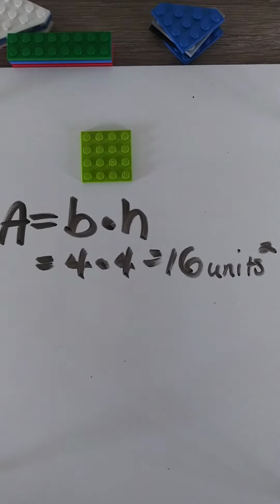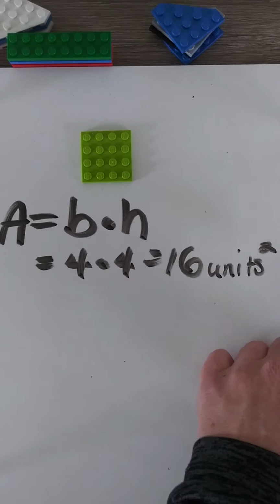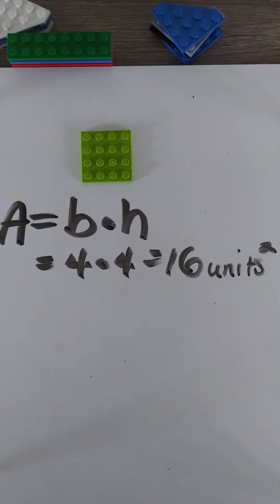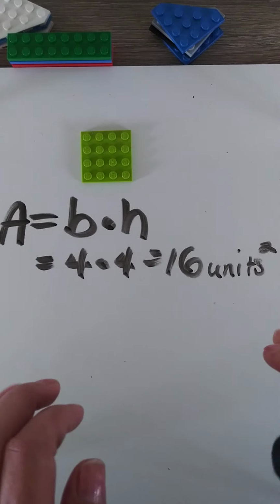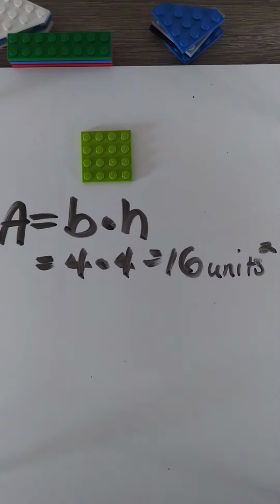But I told you that I was going to do volume. Volume is not two-dimensional like area is two-dimensional. It is three-dimensional, so it has three dimensions: length, width, and height. So I'm going to build a box. And when you have a box, I'll show it to you in a second.